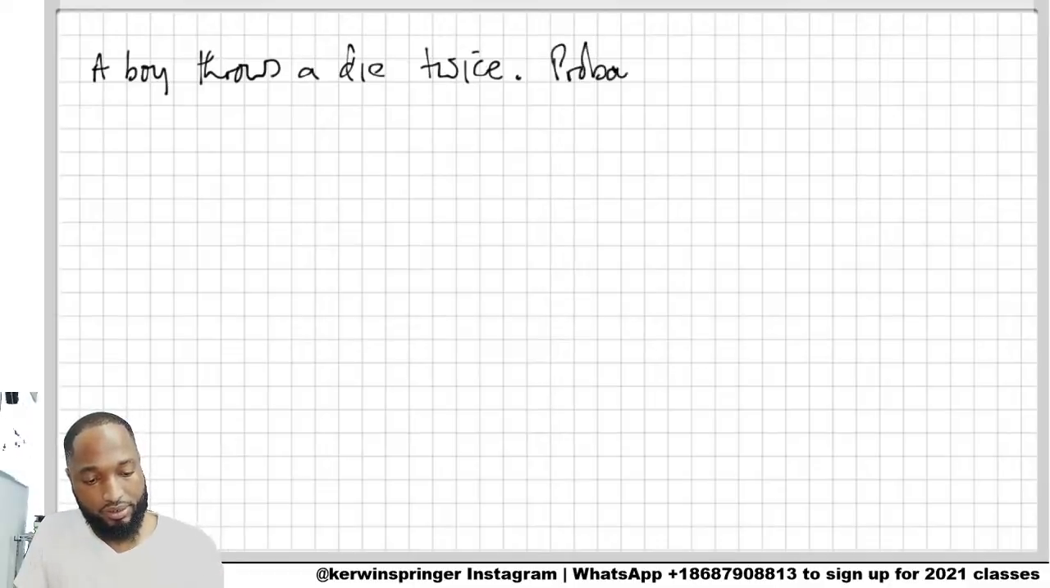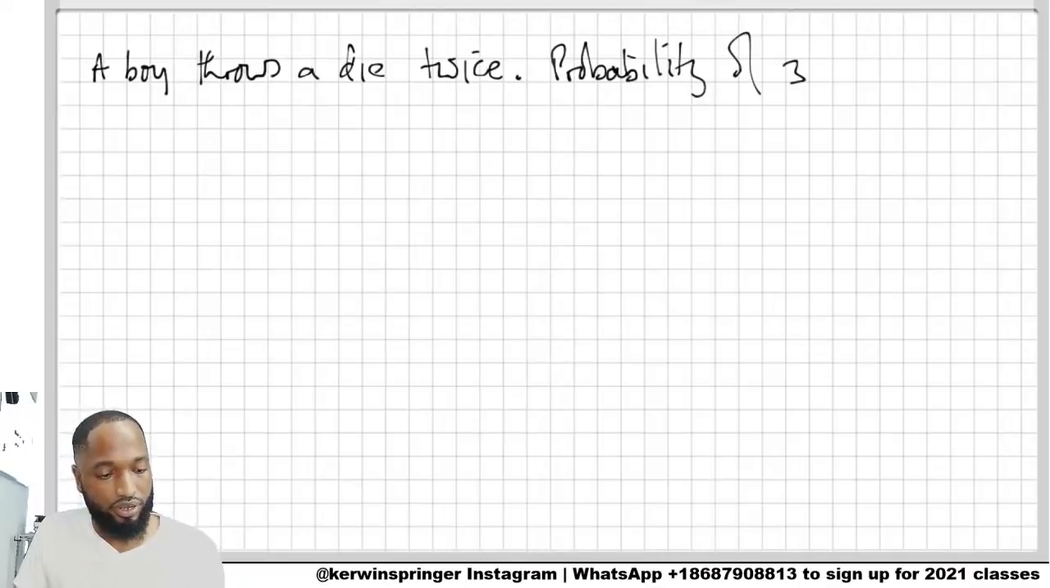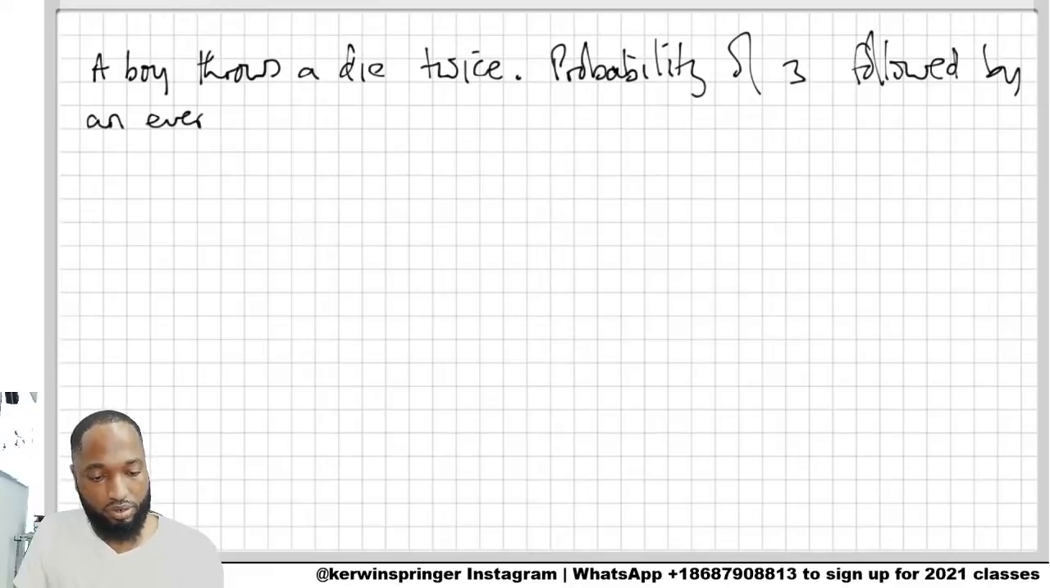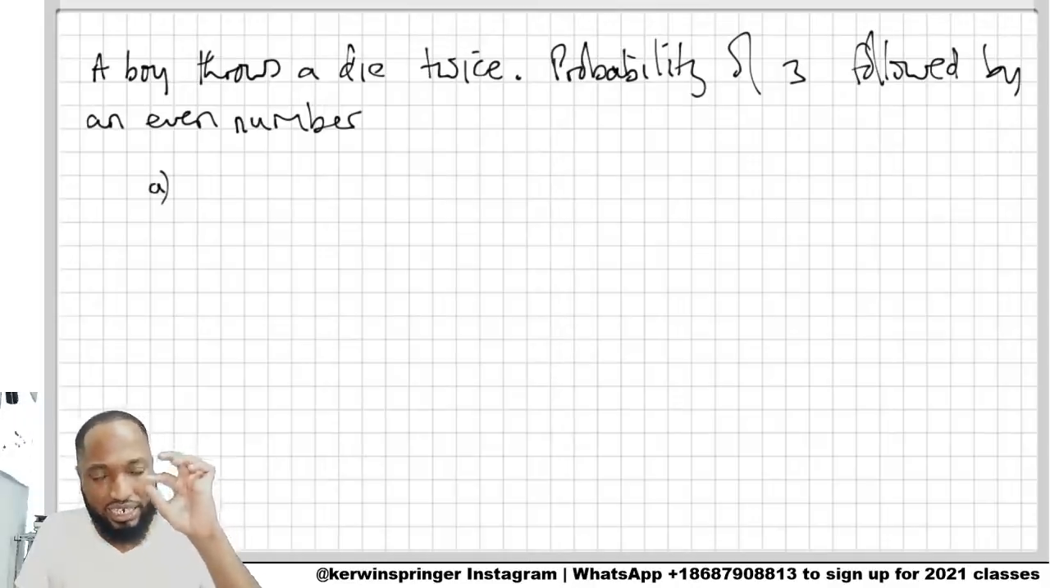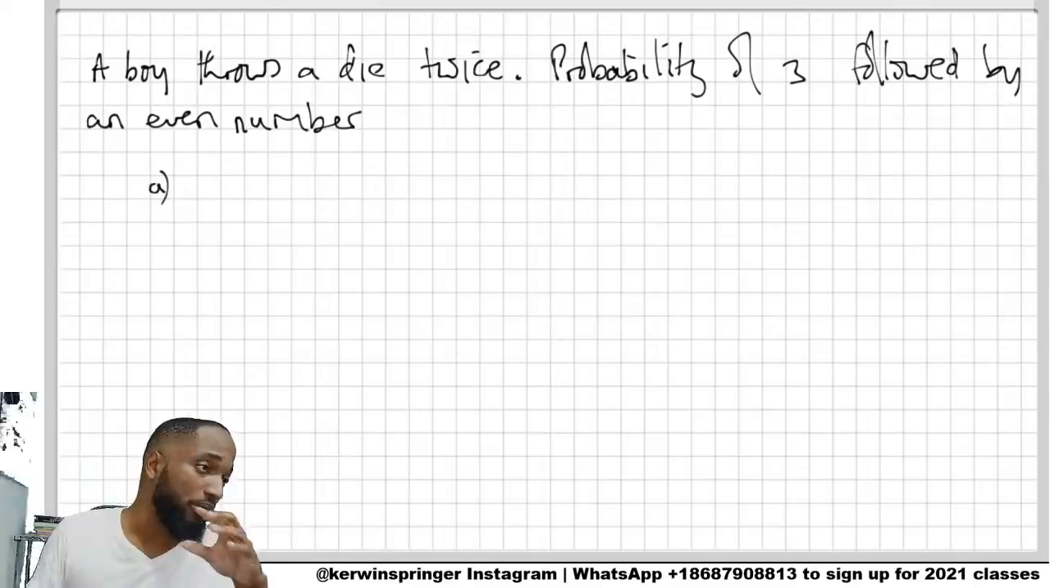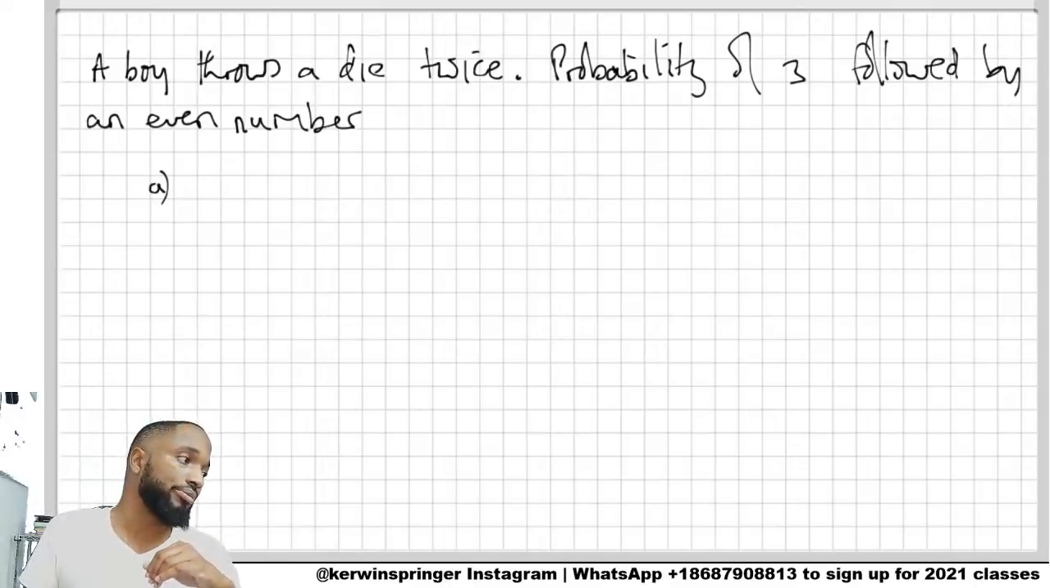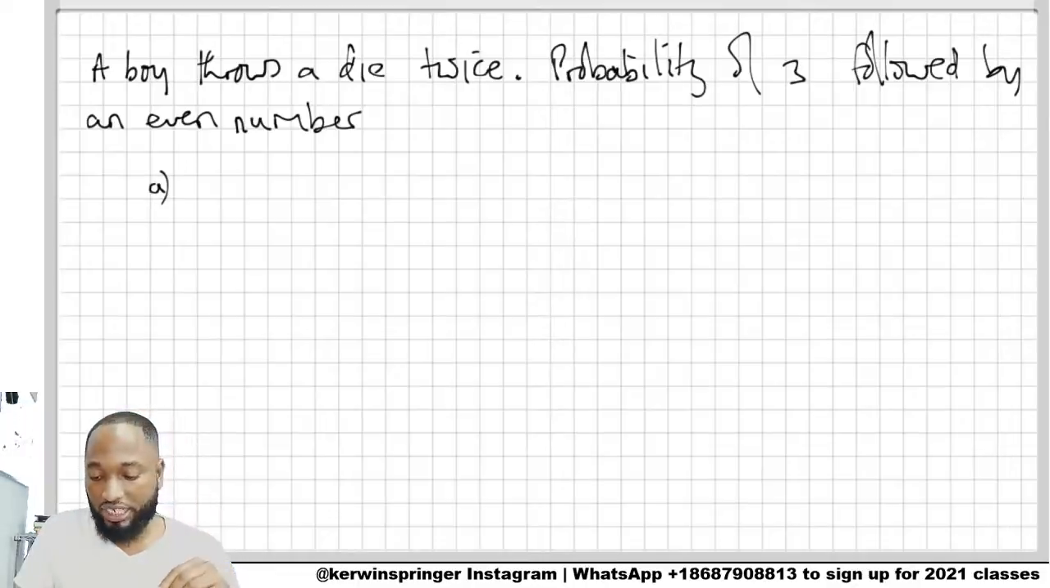Probability of 3 followed by an even number. Probability is a massive topic in maths, could be a very massive topic. Not CSEC maths, it's tiny in CSEC maths, but it can go very big. So we're not going to go into the entire probability. I'm just going to show you how to do this.